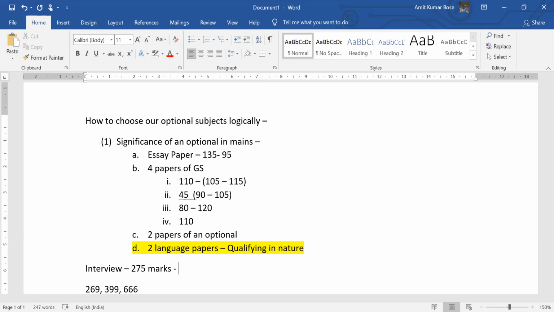So I would always be suggesting you that score more marks in mains so that there is less dependency on interview. This is something which I'll always be suggesting you, which I'll always be telling you.